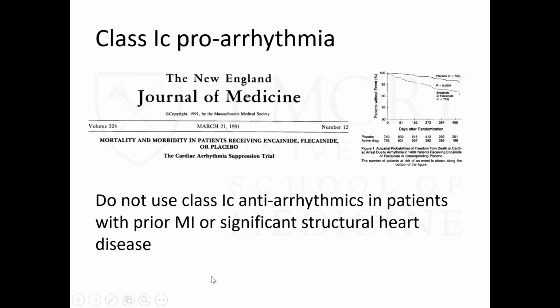Because of this trial, we don't use class 1C antiarrhythmics in patients who have structural heart disease. If you've had a prior MI, or heart failure, those kinds of things, we don't use class 1C antiarrhythmics. Class 1Cs, flecainide and propafenone, are mostly used for treatment of Afib in people who have normal ventricles and normal ejection fraction. So in young, relatively healthy people who have Afib, these are good agents to use.